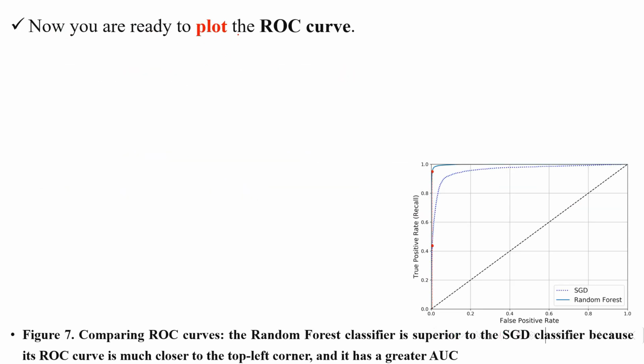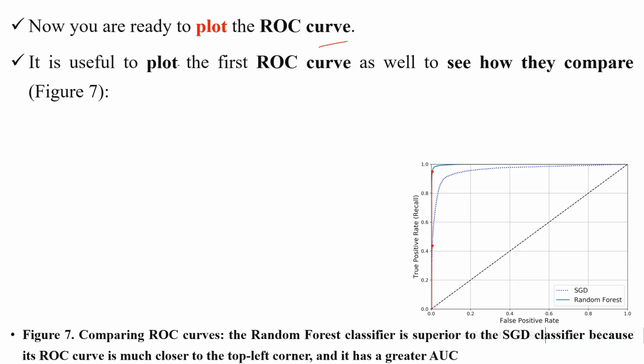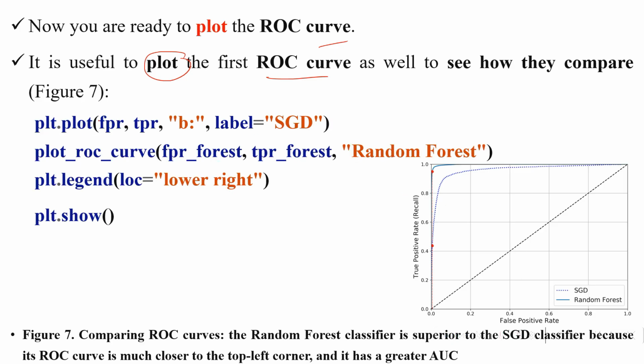Now we are ready to plot the ROC curve based on the random forest. Here it is useful to plot the first ROC curve as well, to see how they compare in this figure. So plot fpr, tpr with a dotted line and label equal to stochastic gradient classifier. Then plot_roc_curve with fpr_forest, tpr_forest, that is the random forest. Then plt.legend with location equal to lower right, and plt.show.